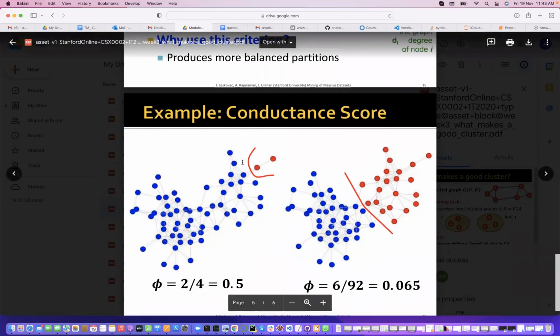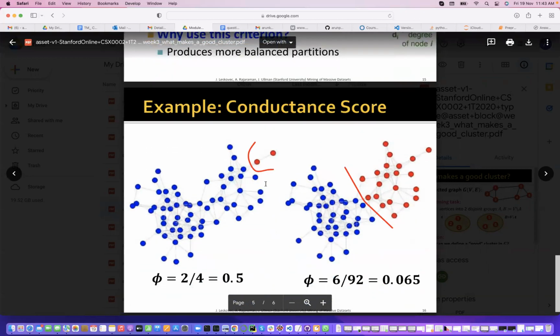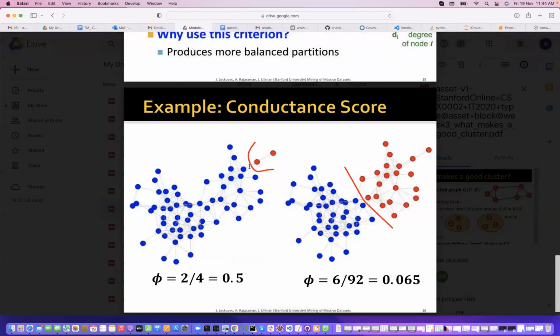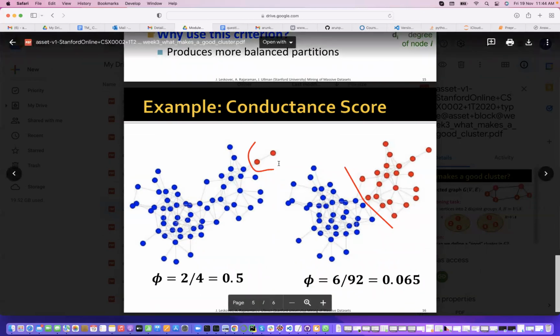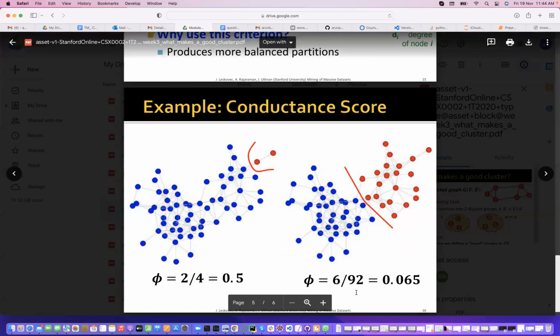How many edges do you have? This is nothing but simply edges from the cluster to outside. So how many edges do you have here, cluster to outside? 2. And how many degrees did you leave out? 4. So 2 by 4 is 0.5. So does it have more conductance or less conductance? More conductance, compared with the right side, right?